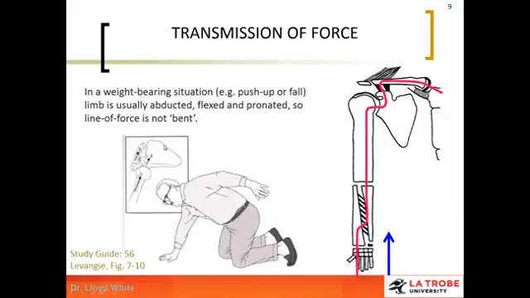So in this inset diagram here of the guy that is falling, we can see the force is going directly proximally up the shaft of the humerus and across the glenohumeral joint onto the scapula, and the clavicle is aligned in that same direction, so the force is all passing in a straight line.